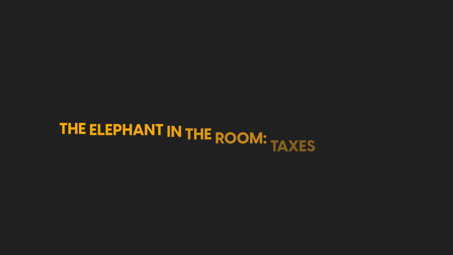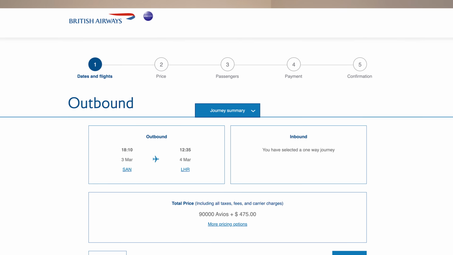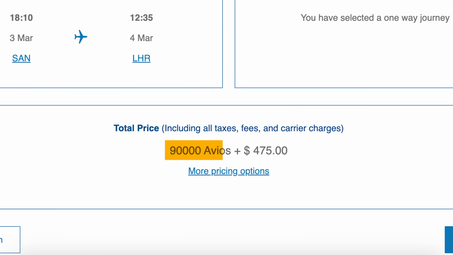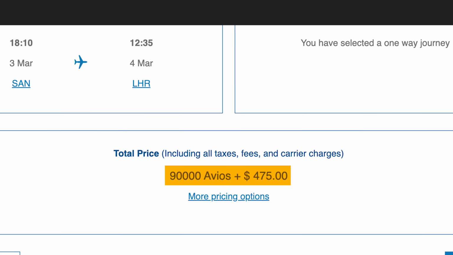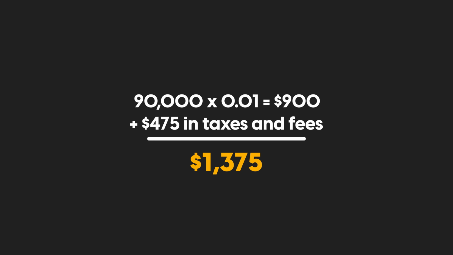Now let's address the biggest drawback of booking with British Airways, those notorious taxes and fees. For example, that San Diego to London Heathrow business class flight we found might cost me 90,000 Avios, which is a little bit on the higher end, but not totally unreasonable, but also $475 in taxes and fees, which is kind of high. If we value Avios at 1 cent per point, that's effectively paying $1,375 for the flight, so $900 worth of points plus $475 in cash.